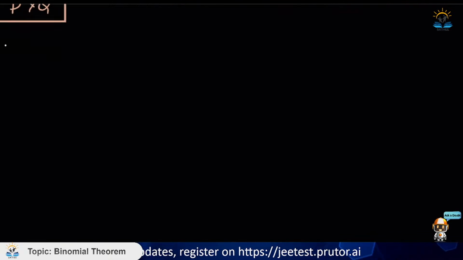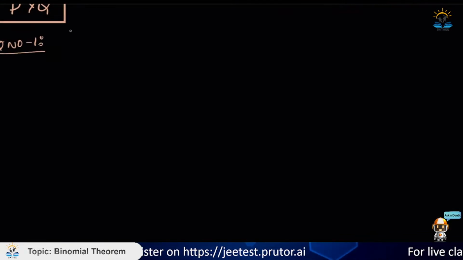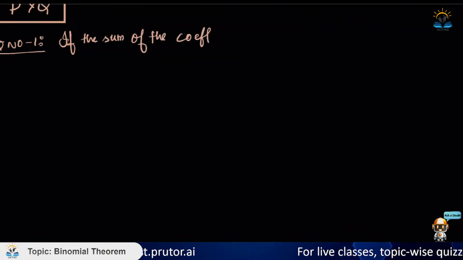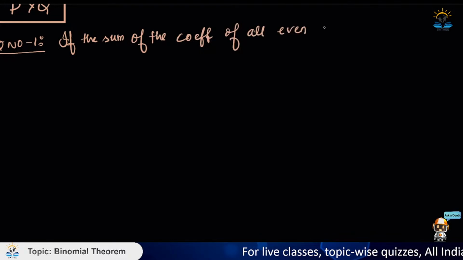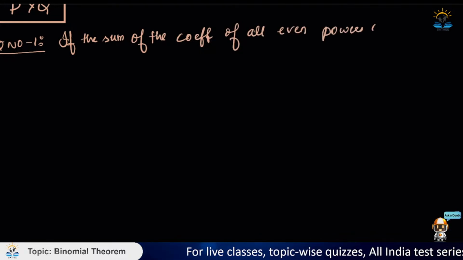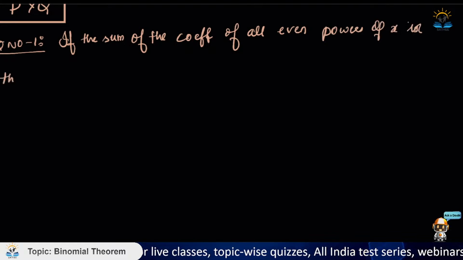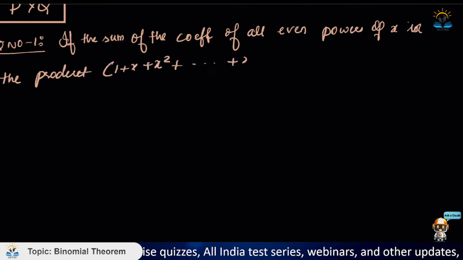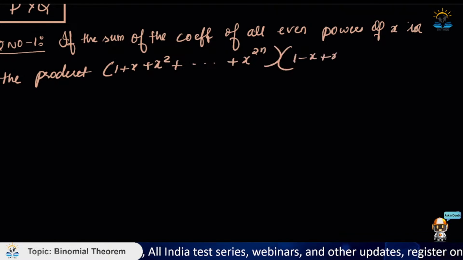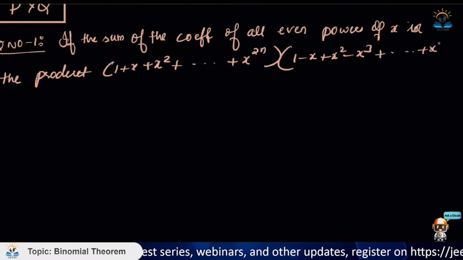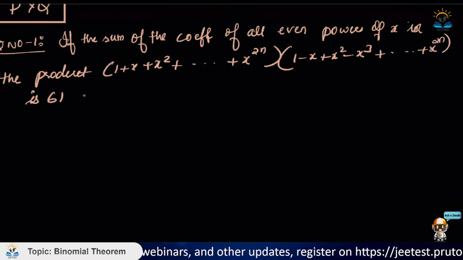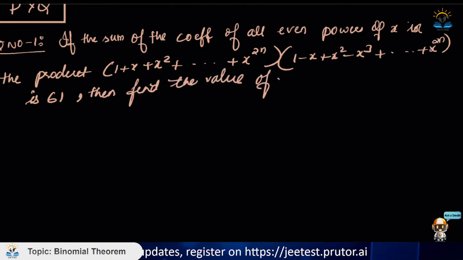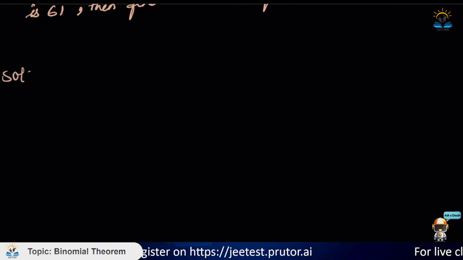Okay, so first question number 1. What is question number 1? If the sum of the coefficients of all even powers of x in the product (1 + x² + ... + x^2n) and (1 − x + x² − x³ + ... + x^2n) is 61, then find the value of n, they are asking. What comes in the solution now?